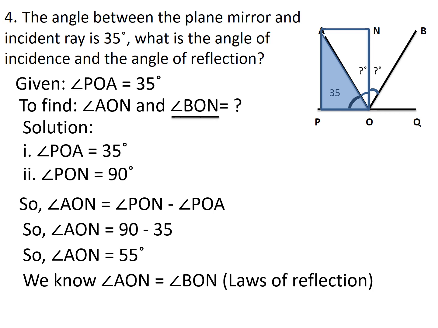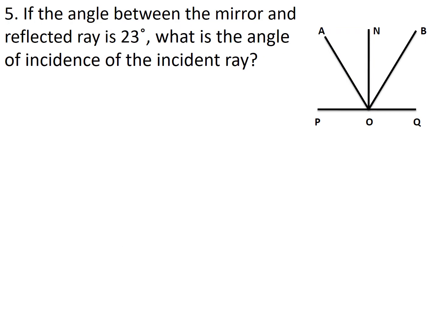AON is equal to BON because one is the angle of incidence and one is the angle of reflection. From these two we already got the angle of incidence, so what will be the angle of reflection? It will be the same. Because AON is 55, angle BON will also be 55 degrees. Okay, I hope this is clear. Let's go to the next one.